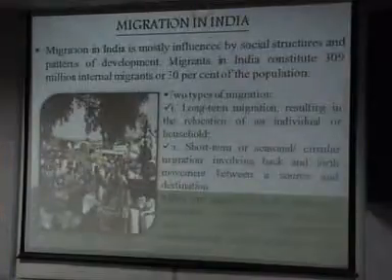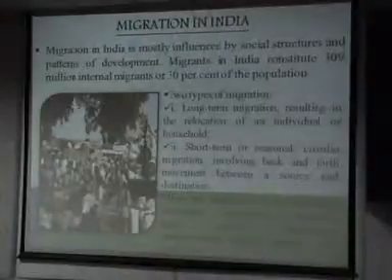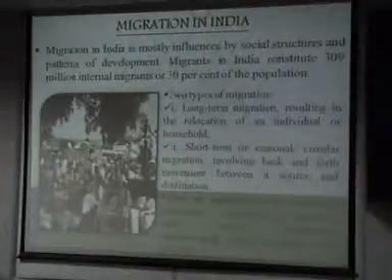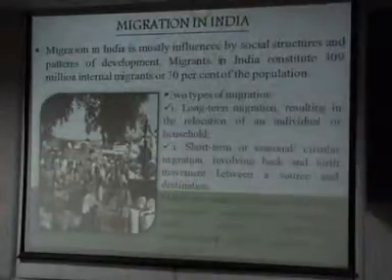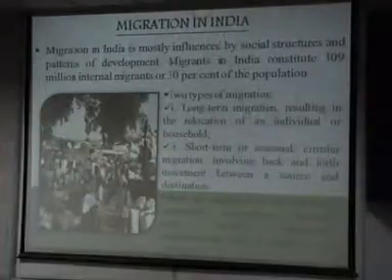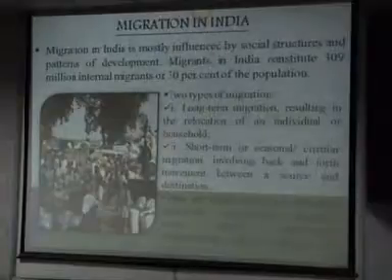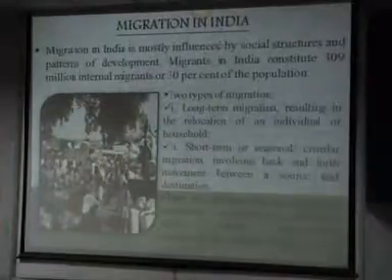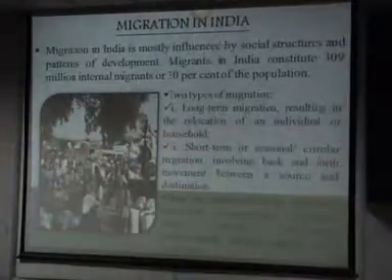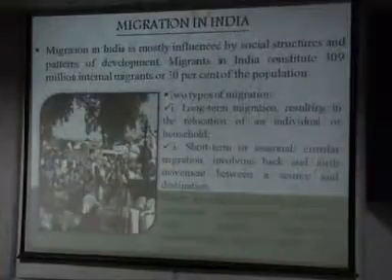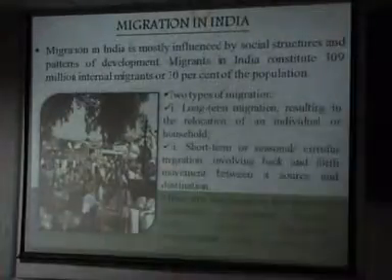Next slide. Migration in India. The migrants in India constitute about 30% of the Indian population. There are two types of migrants in India, that is long-term migration and short-term or seasonal migration. They are employed in subsectors including construction, domestic work, textile, brick kilns, transportation, mines, etc.